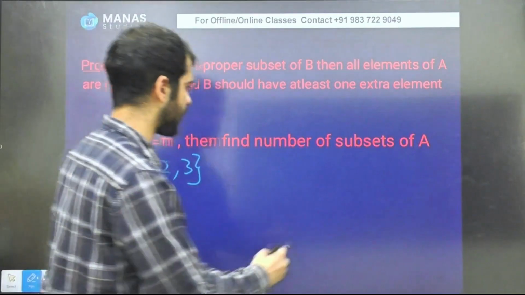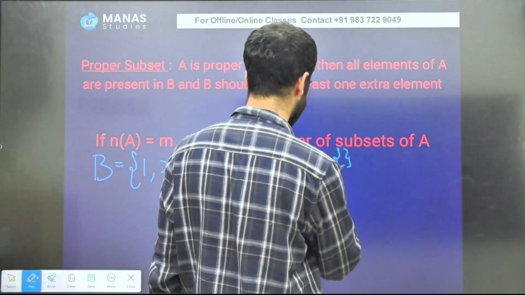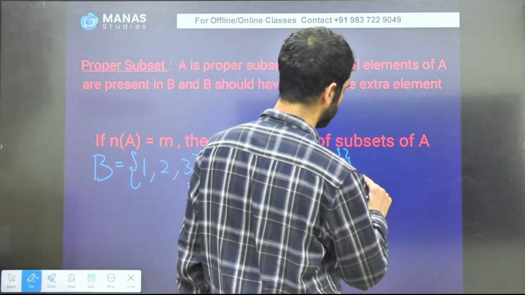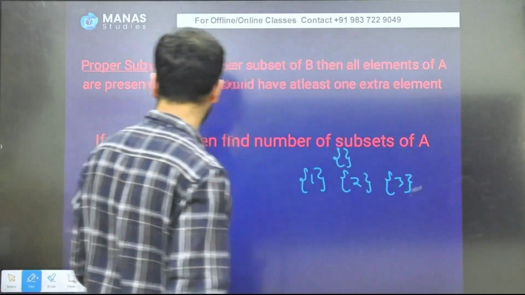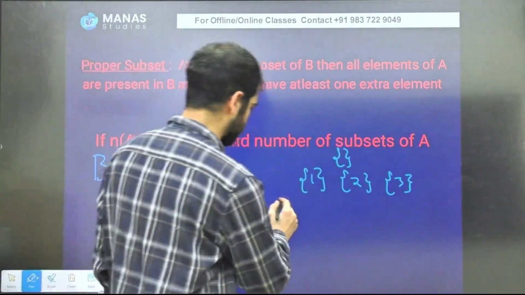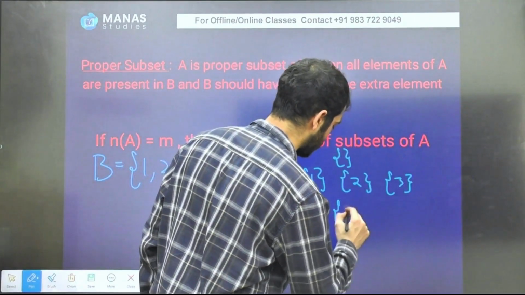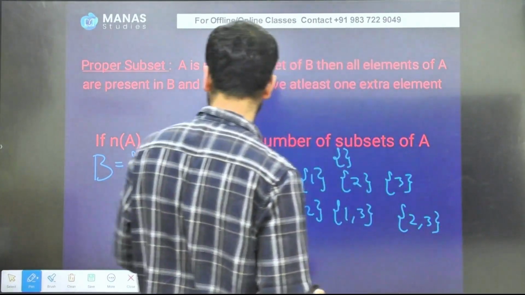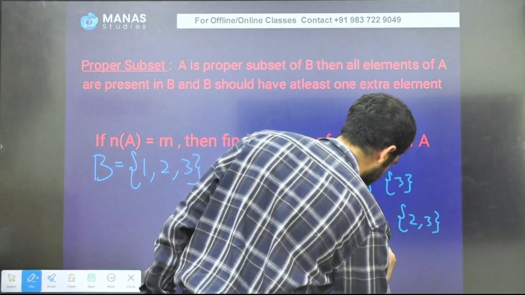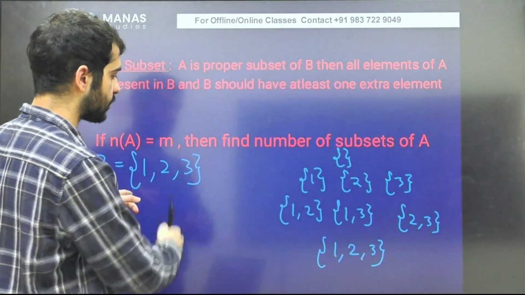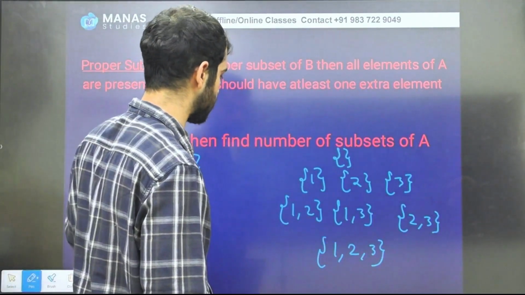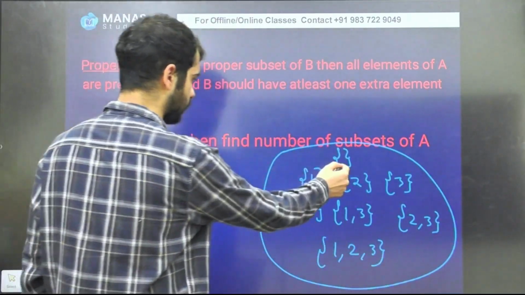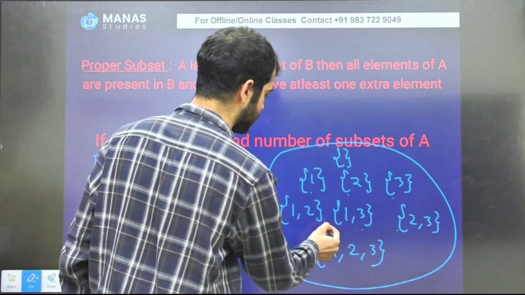Now the subsets of these can be an empty set. Obviously it's a subset of all the sets. Now the sets containing exactly one element: either 1 or 2 or 3. Now sets containing exactly two elements: they could be 1 comma 2 or 1 comma 3 or 2 comma 3. Now a set containing all of 1, 2, 3. This set will be a subset of this because all the elements present over here are also present over here. This won't be a proper subset, but it will still be a subset. Now all these elements, let's count them: 1, 2, 3, 4, 5, 6, 7 and 8.